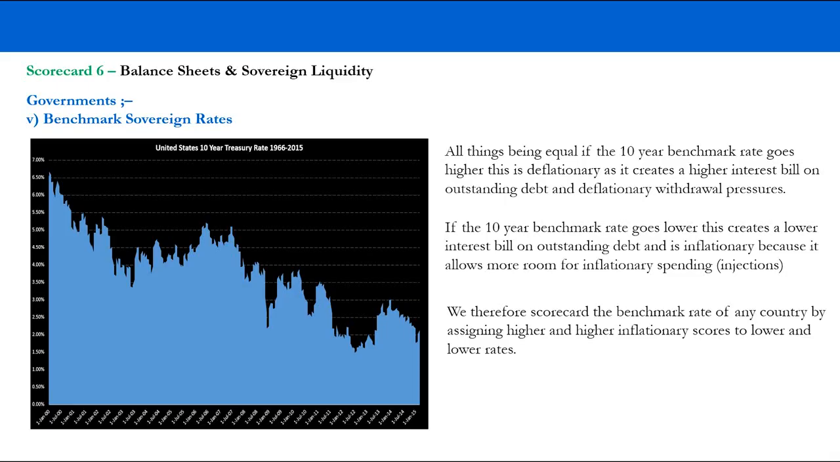So this is deflationary. If the 10-year benchmark rate goes lower, this creates a lower interest bill on outstanding debt and is inflationary because it allows more room for inflationary spending, so injections. We're going to therefore scorecard the benchmark rate of any country by assigning higher and higher inflationary scores to lower and lower rates.